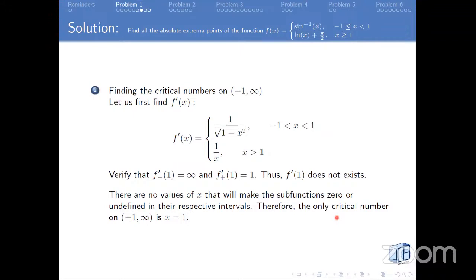Recall na sa paghahanap natin ng critical numbers, hahanapin natin una yung derivative ng f of x. So ang derivative ng f of x ay 1 over square root of 1 minus x squared when x is between -1 and 1, open interval siya, or 1 over x if x is greater than 1. So, ayun, recall na lang kung paano naging ganyan yung derivative ni inverse sine of x at ln of x plus pi over 2.